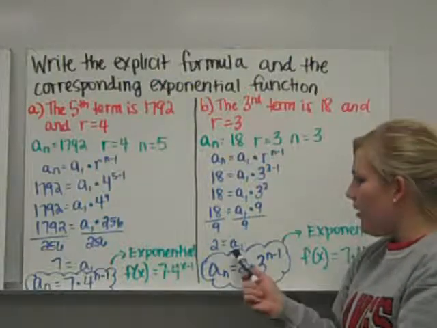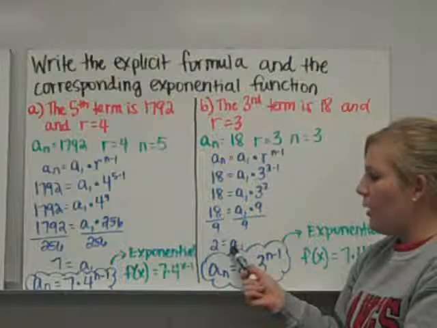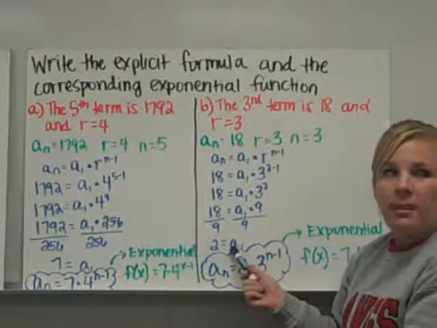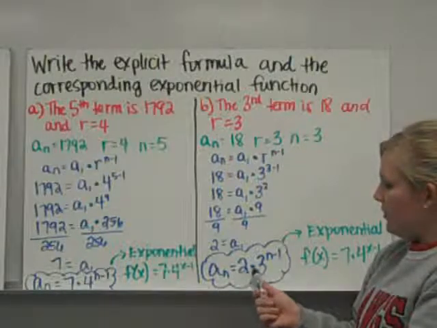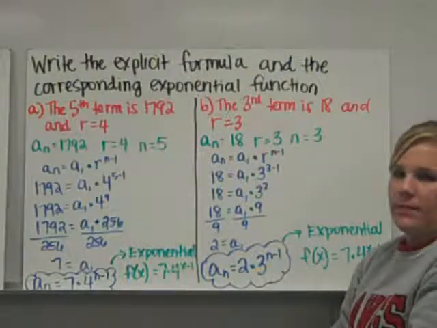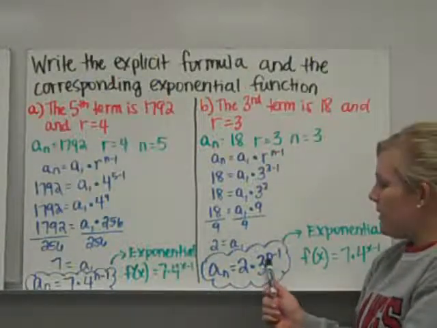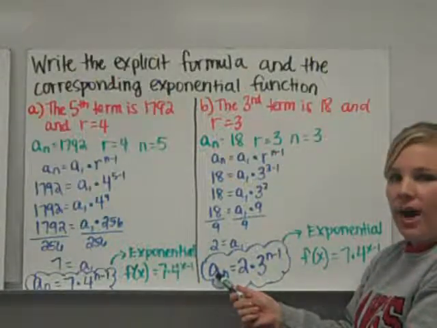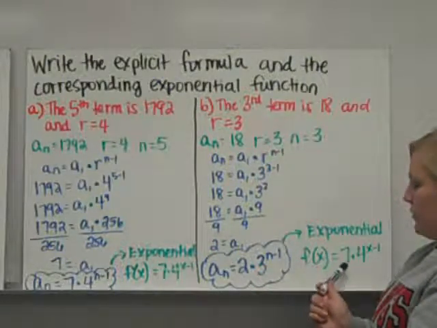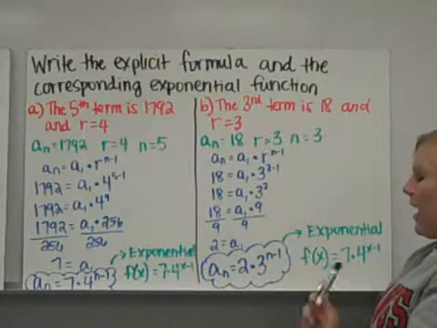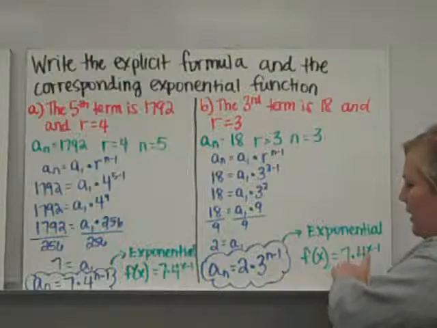The reason I have to solve for my first term is because that's what I have to have in order to write my nth term rule. I've got to know that first term, and I've got to know my constant ratio. A sub n is equal to 2 times 3 to the n minus 1. As an exponential function, remember that n is representing your input, and A sub n is representing your output. So the exponential function would be f of x is equal to 7 times 4 to the x minus 1. I replaced A sub n with f of x and n with x.